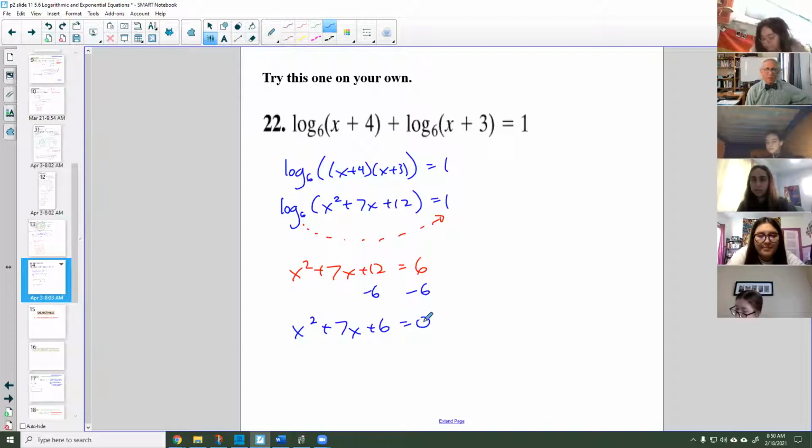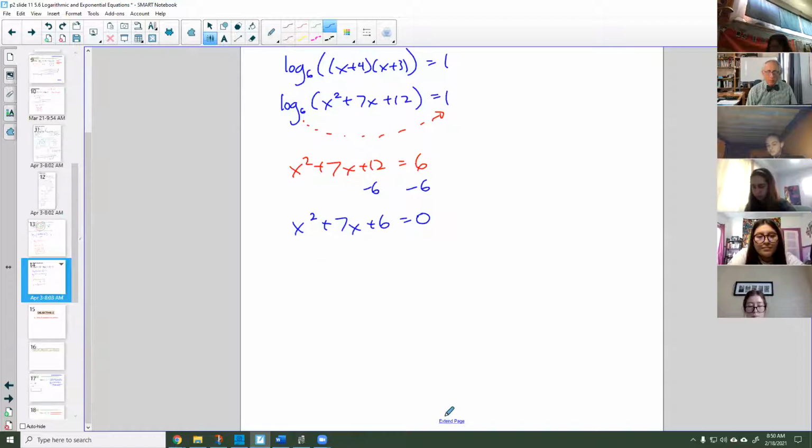Very good. So let me just stop right there just to make it clear. When we're solving a quadratic, we want to get everything on one side and set it equal to 0. That's the only way to really solve a quadratic. Everybody okay with that? Okay, Mia, keep going then.